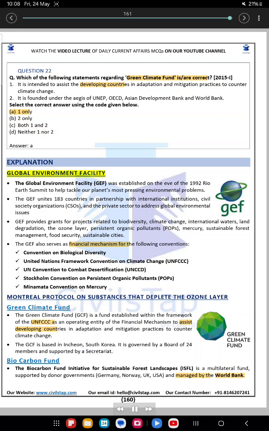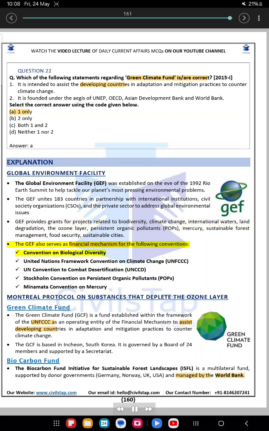Explanation. Global Environment Facility. The Global Environment Facility, GEF, was established on the eve of the 1992 Rio Earth Summit to help tackle our planet's most pressing environmental problems. The GEF unites 183 countries in partnership with international institutions, civil society organizations, CSOs, and the private sector to address global environmental issues. GEF provides grants for projects related to biodiversity, climate change, international waters, land degradation, the ozone layer, persistent organic pollutants, POPs, mercury, sustainable forest management, food security, sustainable cities.